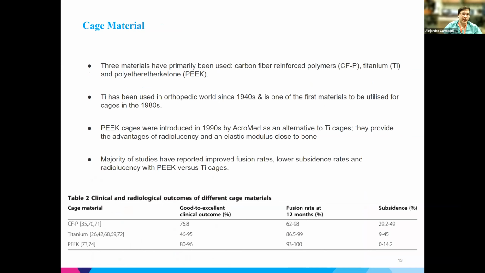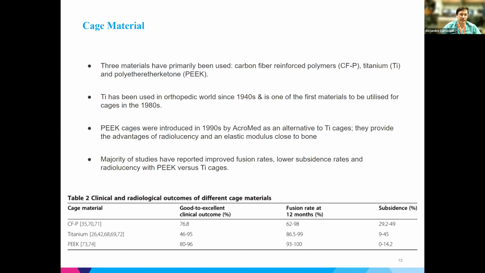Other things that can vary are the cage materials. Commonly used are titanium and polyether ether ketone, or PEEK. Carbon fiber reinforced polymers have also been used. Titanium is one of the earliest used in the orthopedic world since the 1940s and was first utilized for cages of the spine in the 1980s. And then PEEK cages were introduced later in the 1990s as an alternative, and they provide the advantages of radiolucency and an elastic modulus close to bone.